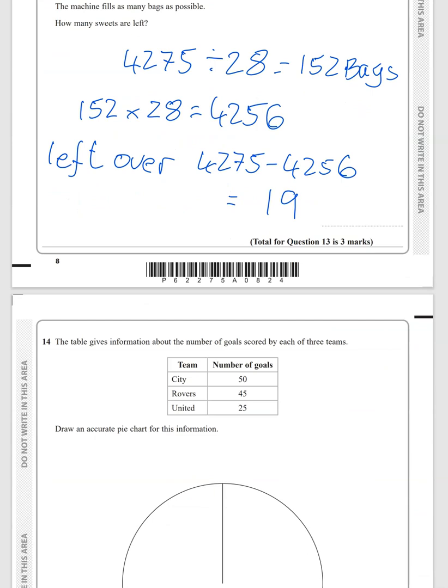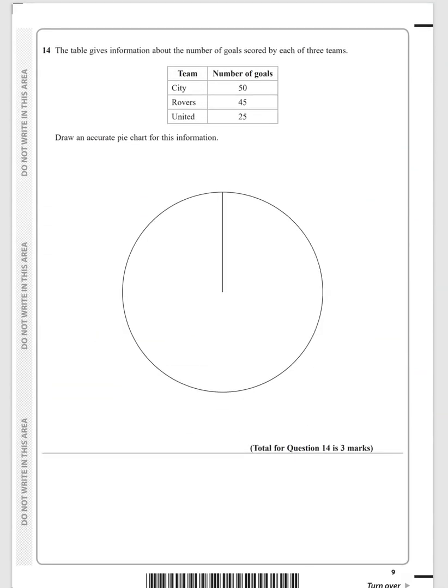Right. A pie chart. Good. Haven't got a protractor. Hold on a moment. Okay, now I have my protractor. So we're drawing a pie chart. We've just been doing these in class, haven't we? So if we work out the total to start with, 50 plus 45 plus 25, there is a total of 120 goals.